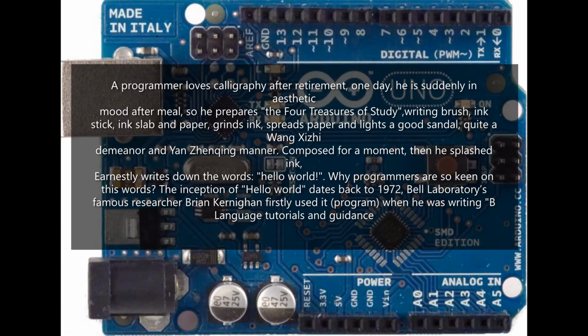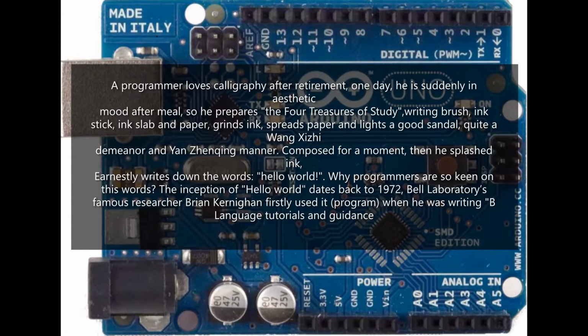Introduction to Arduino. A programmer loves calligraphy after retirement. One day, he is suddenly in an aesthetic mood after a meal, so he prepares the four treasures of study: writing brush, ink stick, ink slab, and paper. Grinds ink, spreads paper, and lights a good sandal. Quite a Wang Zi demeanor and a Yang Zi manner. Composed for a moment, then he splashed ink, earnestly writes down the words, "Hello World."